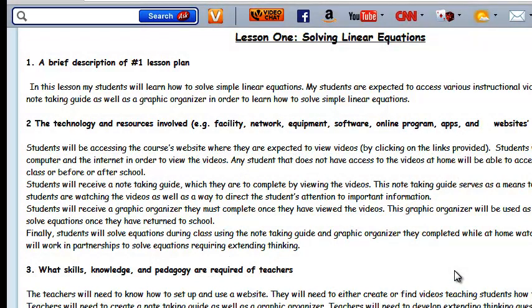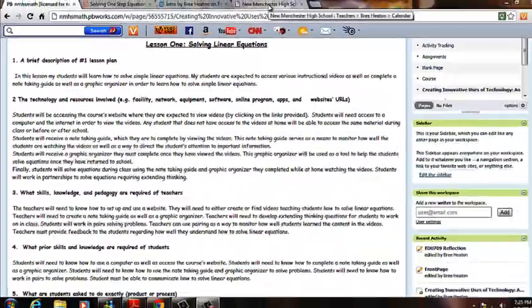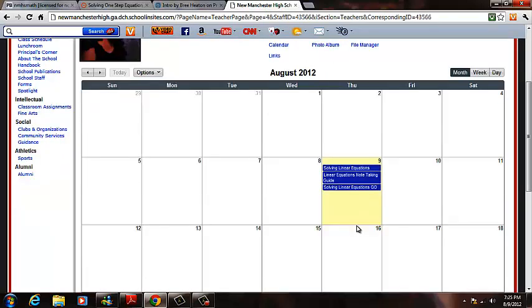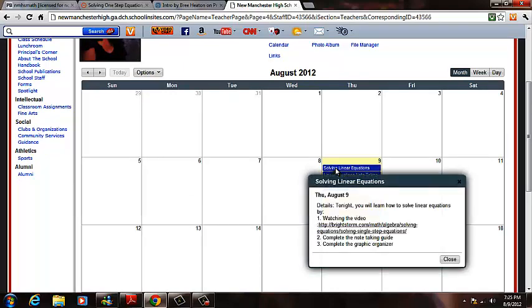My first lesson, I simply wanted my students to learn how to solve simple linear equations. So I referenced them to go to my website, so I will show you that now. It's New Manchester High School's webpage. On there I have a calendar. The calendar has links. They'll click on the Solving Linear Equations link.